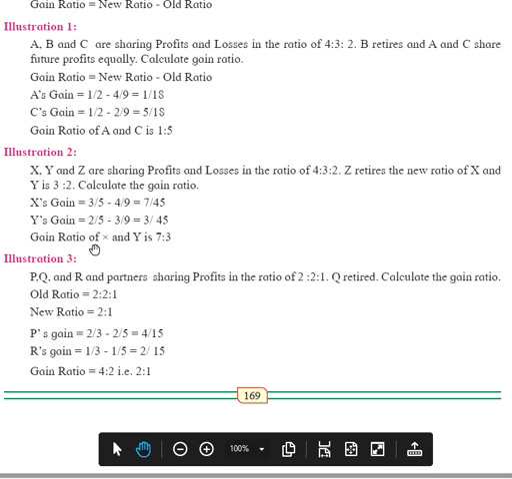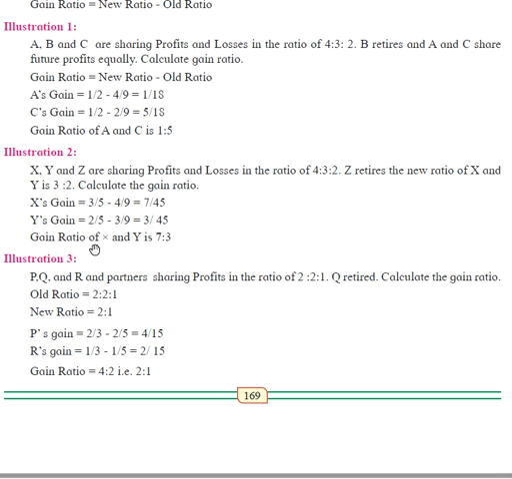Next: X, Y and Z are sharing profits and losses in the ratio of 4 is to 3 is to 2. Z retires and the new ratio of X and Y is 3 is to 2. Calculate the gain ratio. So their old ratio is 4 is to 3 is to 2. Z is getting retired from the business partnership, and the new ratio of X and Y is 3 is to 2.